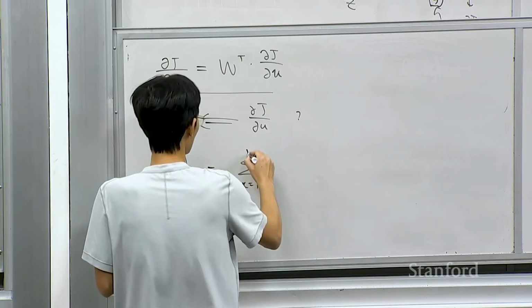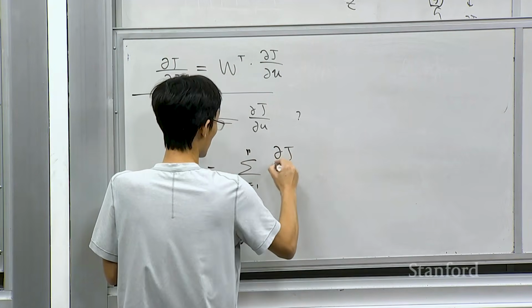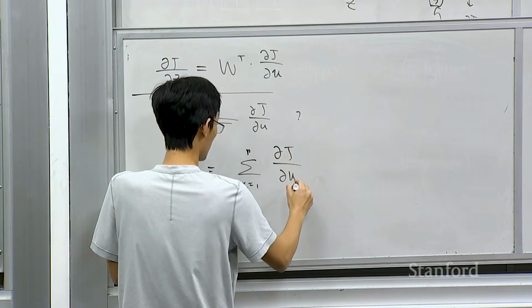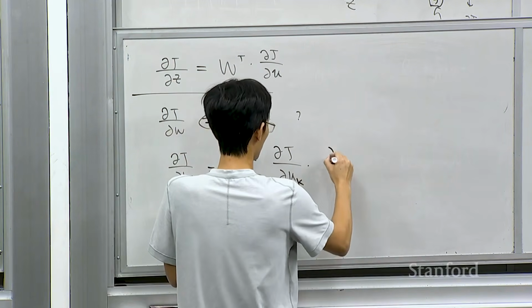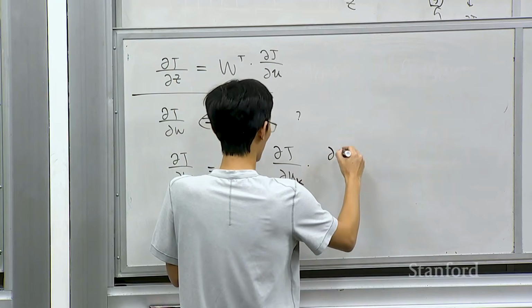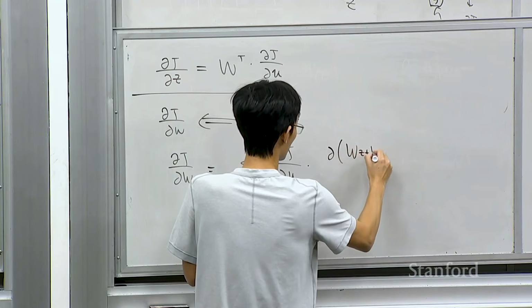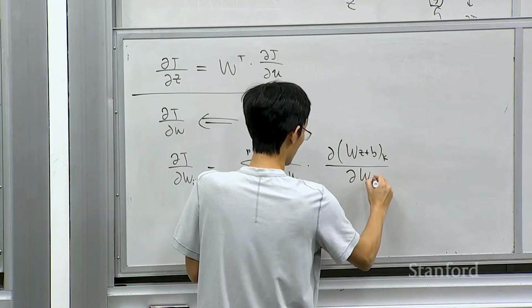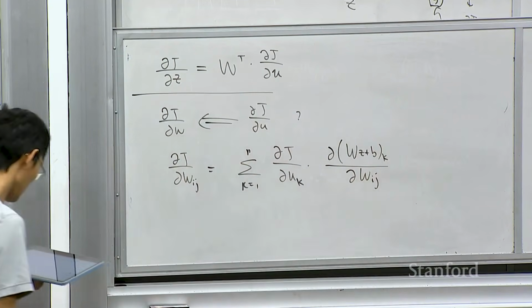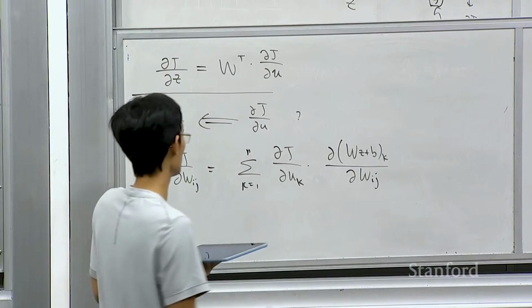I think this is n, and you do dJ over dU, times U_k, which is really just the kth coordinate of Wz plus b, and that is differentiated with respect to W_ij. So this is the chain rule.